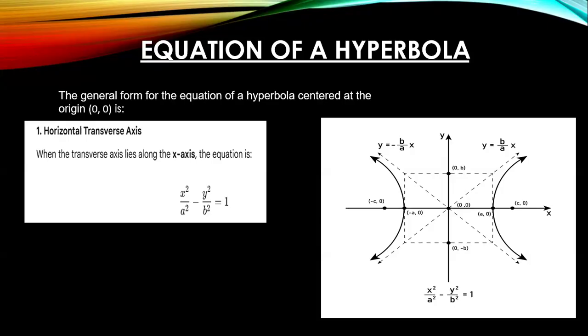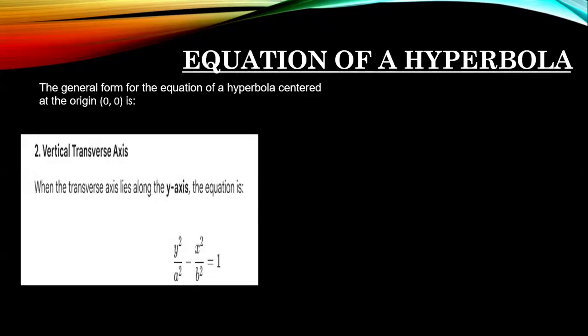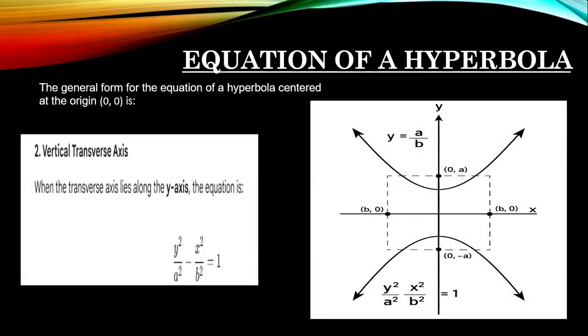So that is how we end up with our equation for the hyperbola here. Okay, so equation of a hyperbola. The general form for the equation of a hyperbola centered at the origin (0, 0) with a vertical transverse axis: when the transverse axis lies along the y-axis, the equation is y squared over a squared minus x squared over b squared equals 1.